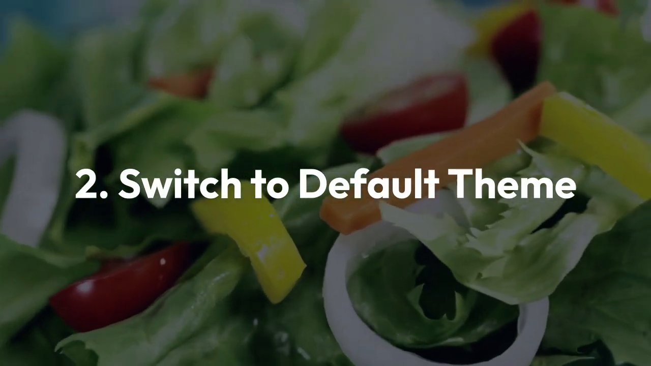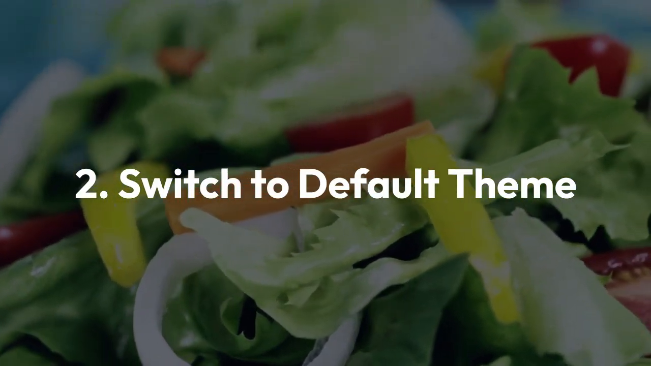Second, switch to a default WordPress theme. Activate a theme like 2024. Then, try updating a post. If the warning disappears, your current theme is likely the problem. You might need to update it or reach out to its developer.